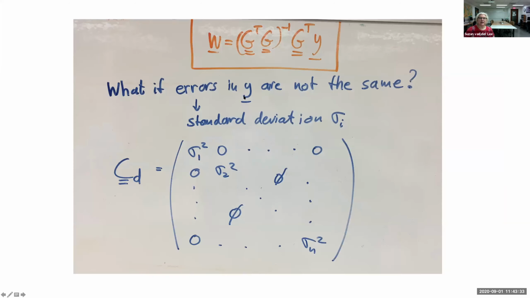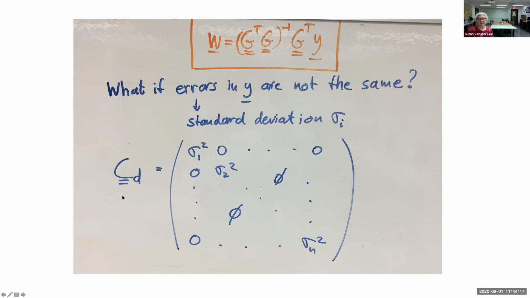But what now if we have errors in Y? What if these errors in Y are not the same? The MOHO depth estimate at a point where a station might have been operating for only 2 months will be a lot more uncertain than the MOHO depth under a permanent station that has been operating for decades. So these standard deviations, these error estimates for data Y, are going to differ as a function of measurement. So sigma 1 squared might be different from sigma 10 squared, for example. We group all these in a diagonal matrix, and that we call the data covariance matrix.